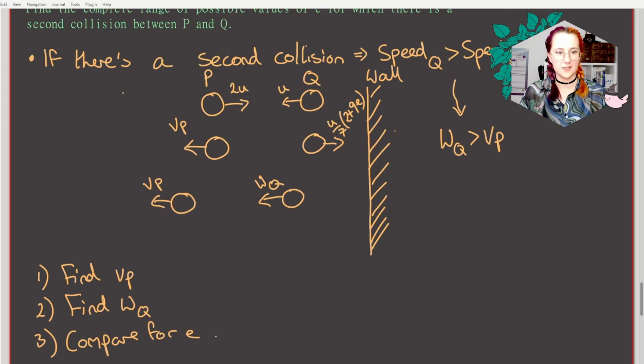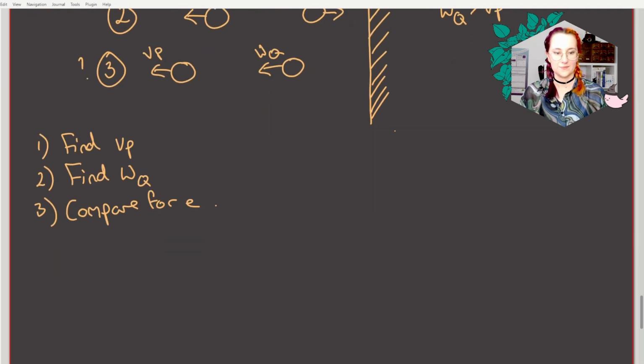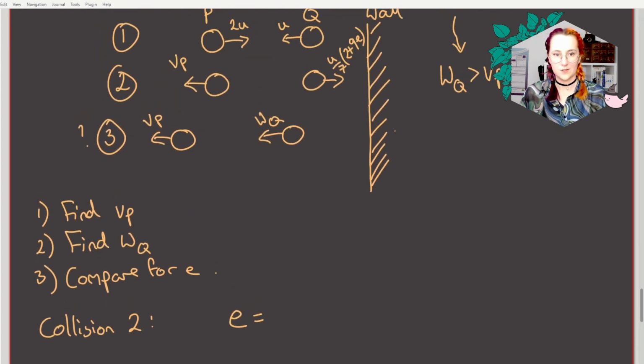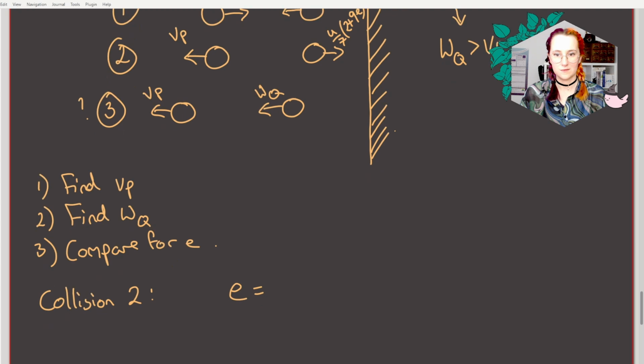And I'm going to label these collisions. So this was collision 1, this is collision 2, and then this is the maybe collision 3. So, for collision 2, we have the e is, so what is it? The out speeds.